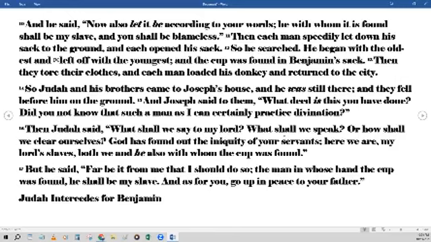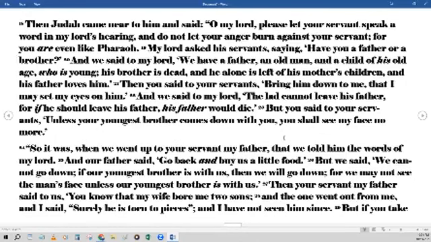And as for you, you go up in peace to your father. Judah intercedes for Benjamin. Then Judah came nearer to him and said, O my lord, please let your servant speak a word in my lord's hearing, and do not let your anger burn against your servant, for you are even like Pharaoh. My lord asked his servants, saying, have you a father or a brother?